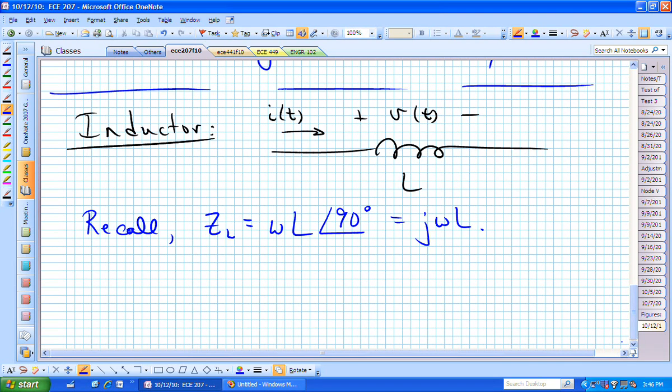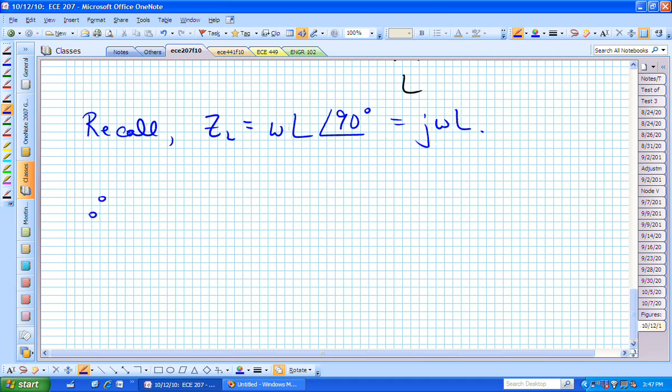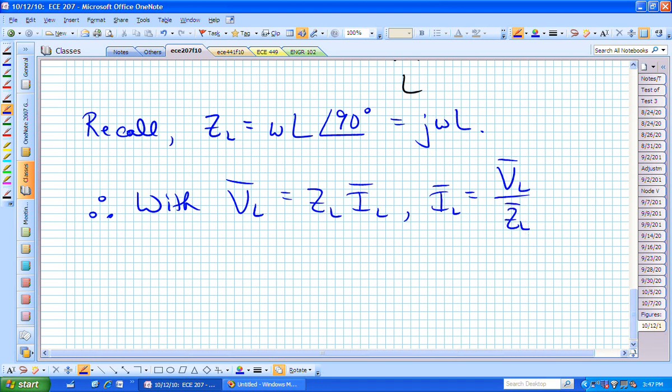That's your complex impedance if you're dealing with inductors in a sinusoidally excited circuit. Now, if we have a voltage on that inductor, we can find the current by this product, which is a generalization of Ohm's law now applied to sinusoidal circuits. So I sub L is equal to V sub L over Z sub L.